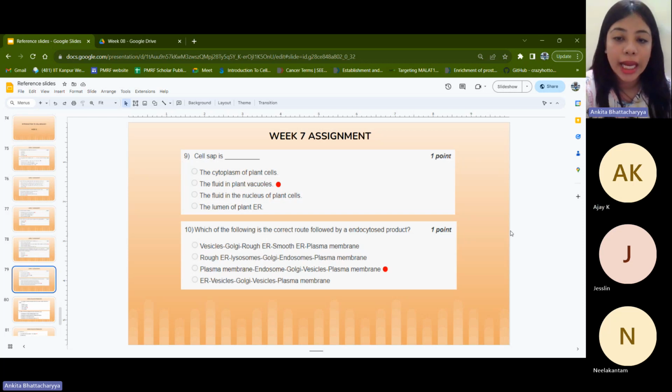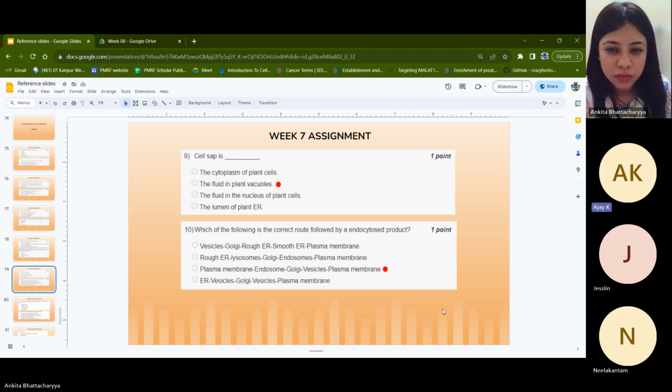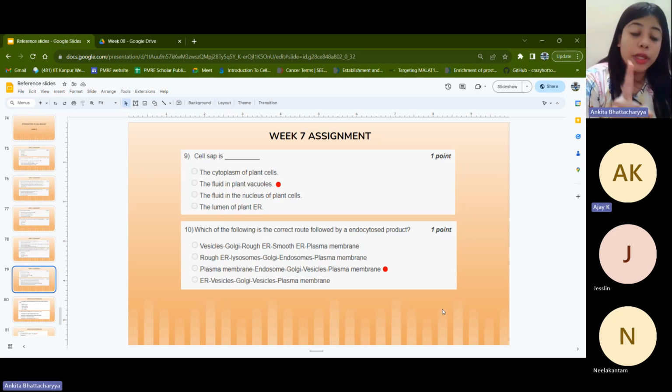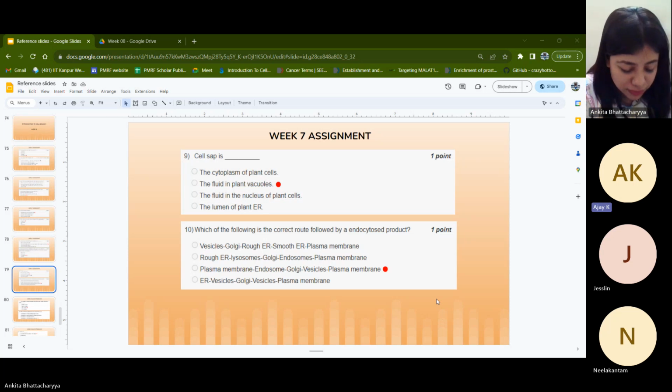Endocytosed product. Endocytosed product is anything which is taken up by the cell from the outside to the inside, is it? So either it will break up from a vesicle, or from the endoplasmic reticulum, or from the Golgi apparatus. No, it will be endocytosed, so it breaks from the plasma membrane. That is what I explained, right? You have to understand the process. It can break from the plasma membrane, but its route will be plasma membrane, endosome, and then again plasma membrane. Why are Golgi apparatus vesicles involved? That's what confuses.